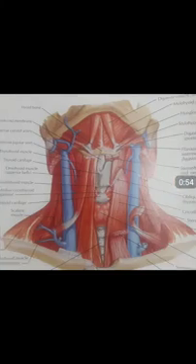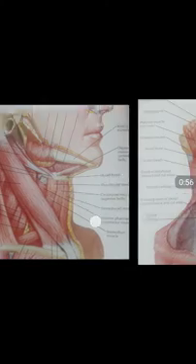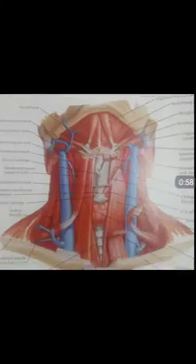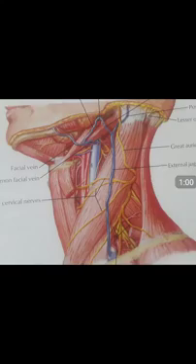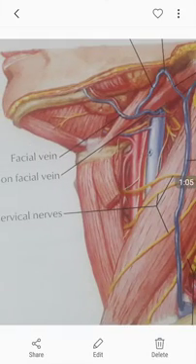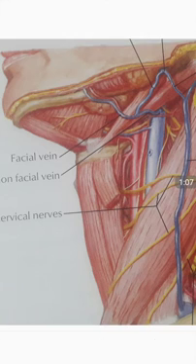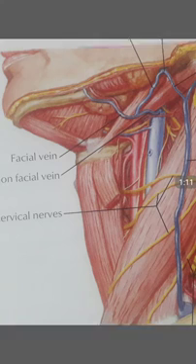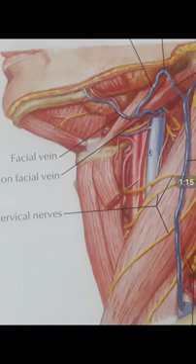And beside that, this is the submandibular triangle. This is the anterior belly of digastric, this is the posterior belly of digastric, and this is the base of the mandible. Between these we have the submandibular triangle. This triangle is almost filled by the submandibular gland. Here you can see in the background, this is the submandibular gland.